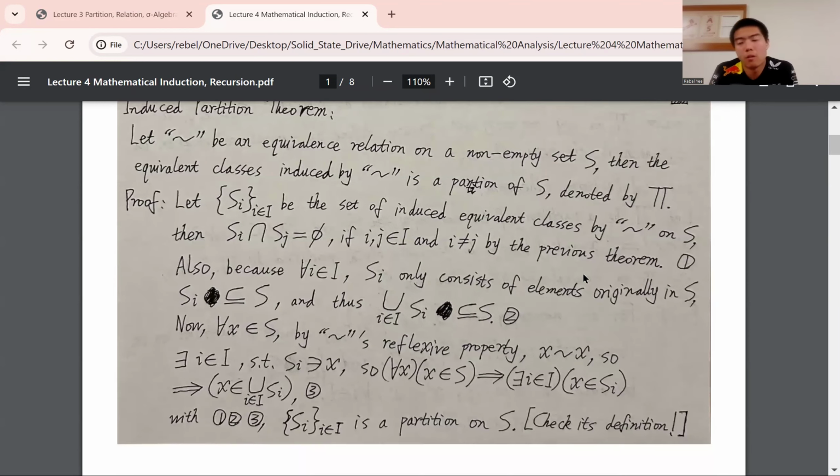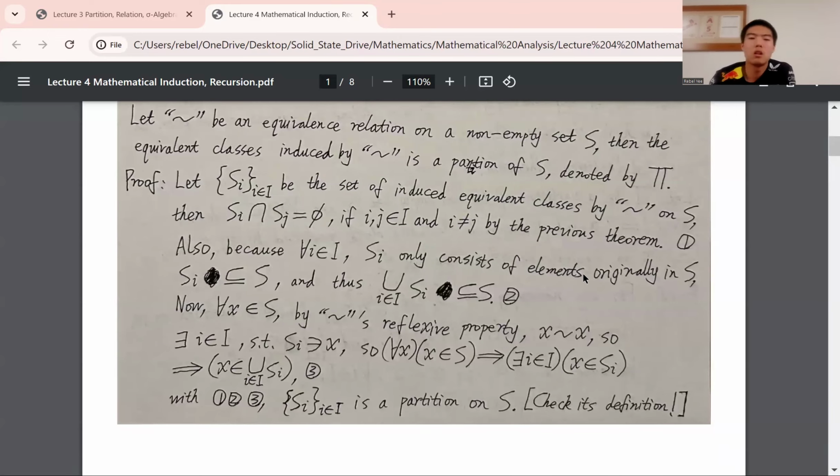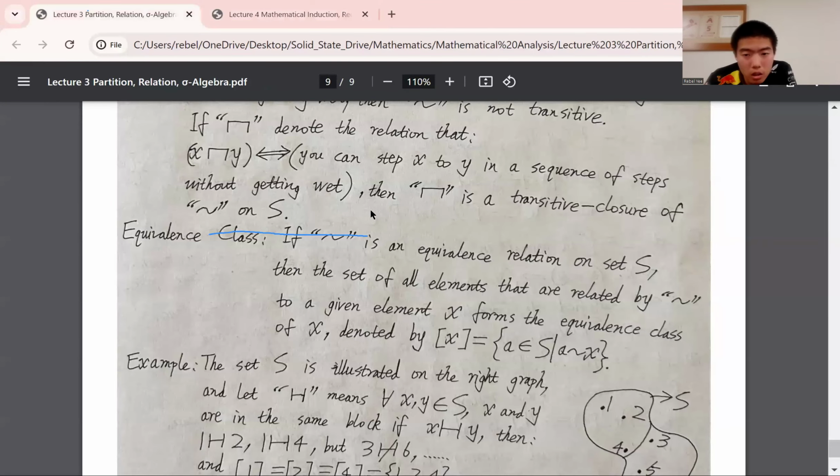So how do we prove it? To prove it's a partition, we need to prove two things. First, for all I not equal to J, the blocks Si and Sj have an empty intersection. Second, the union of all of the partition blocks is equal to the original set itself. If we can prove these two things, then we have proved the theorem. So first, by the definition of the equivalence class, let's see here.